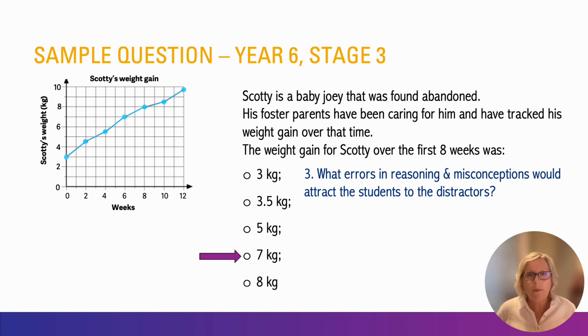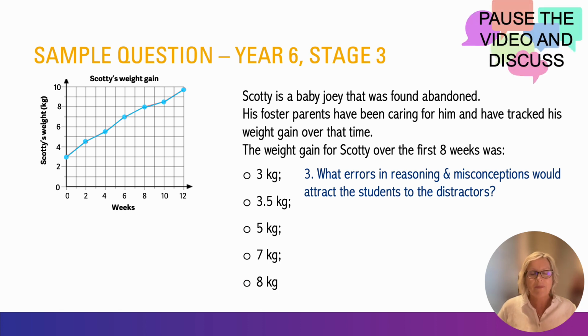7 kilos, a comprehension or transforming error. Students may have calculated Joey's weight gain for the first 12 weeks represented on the graph, or they may have just counted the dots. 8 kilograms, another reading or comprehension error. Students may have identified the weight at 8 months rather than the difference. Pause the video and discuss.